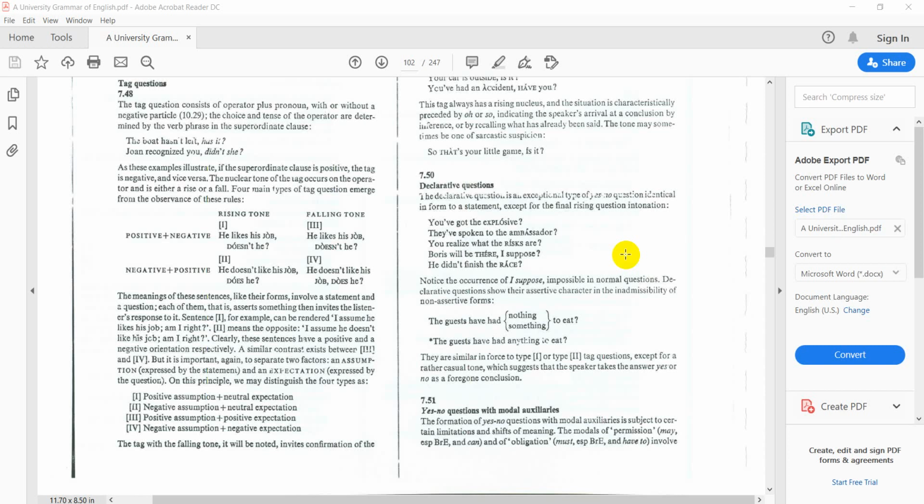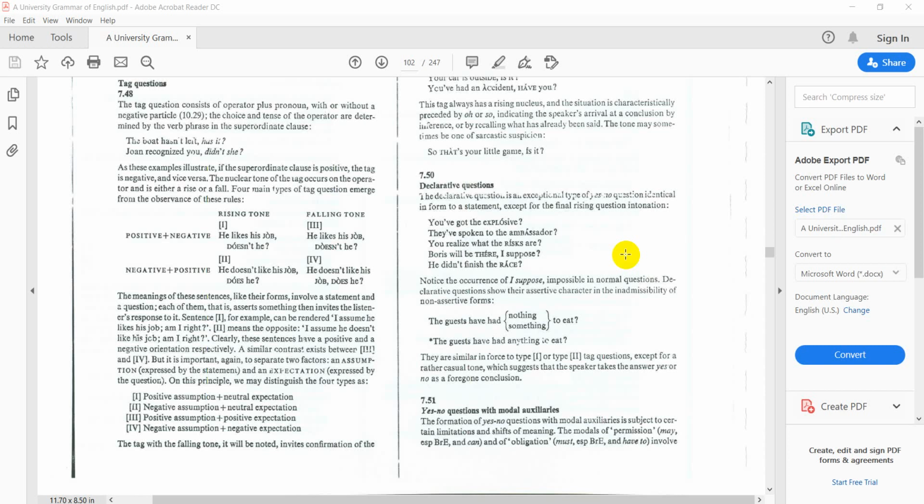At the end of the sentence, you raise your tone. You've spoken to the ambassador, and then a question mark. You realize what the risks are? The risks here, you raise your tone.